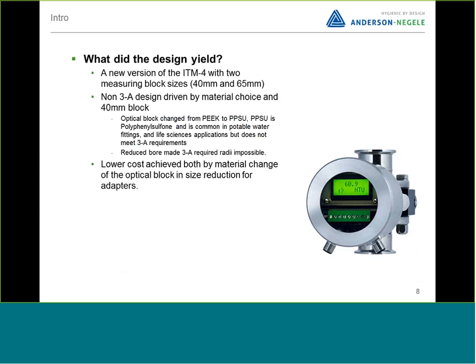So what did the design give us? Well, it gave us 2 things. An ITM4 has a single measuring block that has a 65 millimeter bore within it. That means the hole that goes through the actual part where the optics are. And for the ITM4DW, we had to create a second block, which was smaller, so it's a 40 millimeter block.